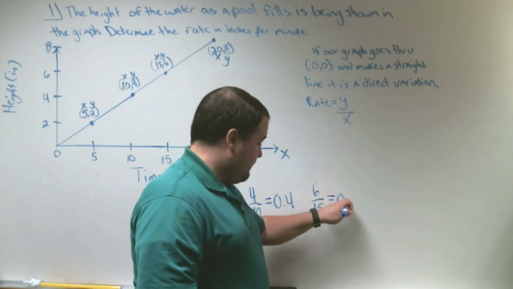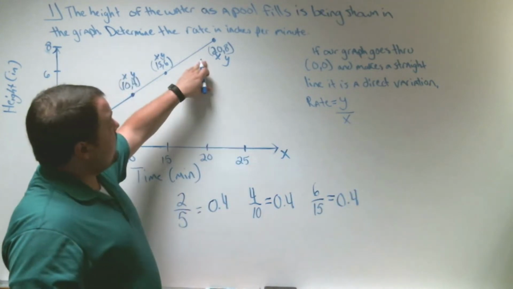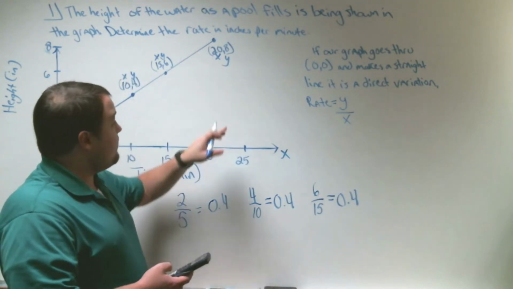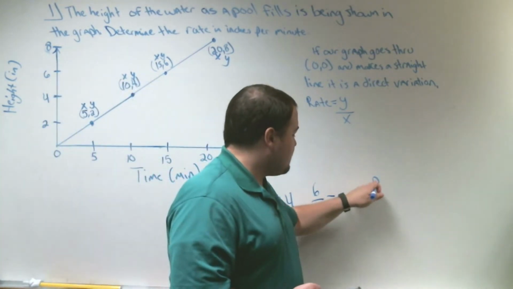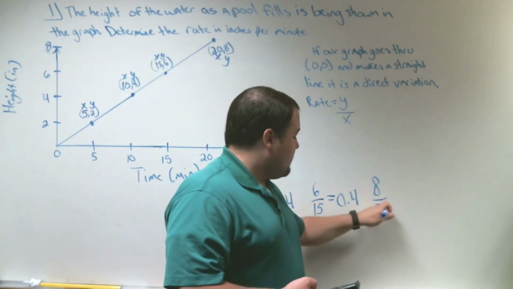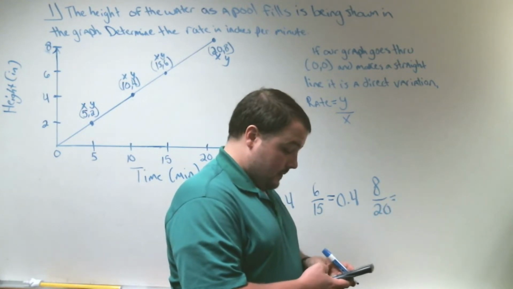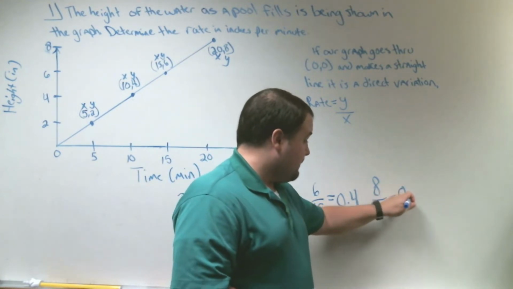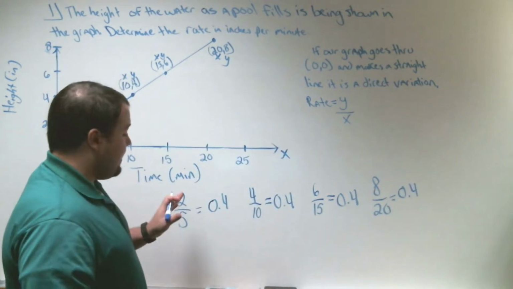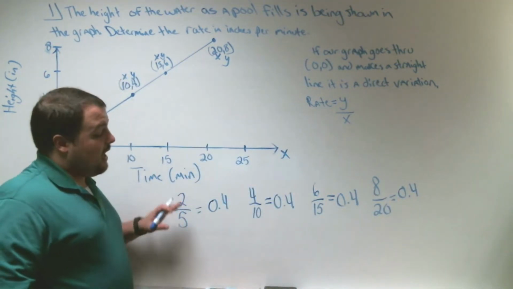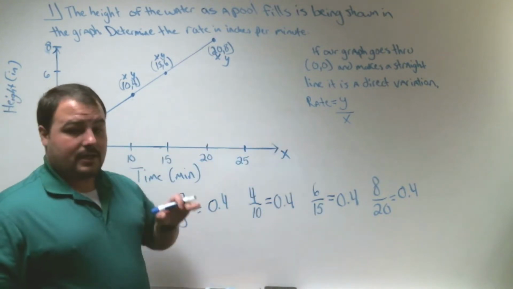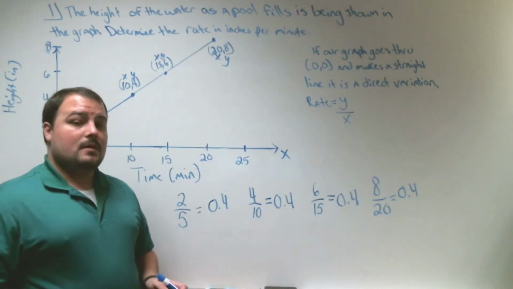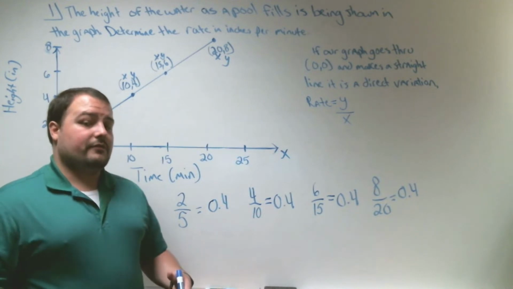Again, I get 0.4. And 20 and 8. So I'm going to take the 8, which is y, divided by x. Y divided by x, 8 divided by 20, gives me 0.4. So now looking at this, we see that every time we look at each one of these and we take the y divided by x, we always get the same number. This is what proves that we have a direct variation.